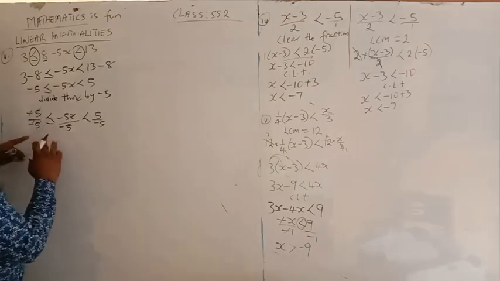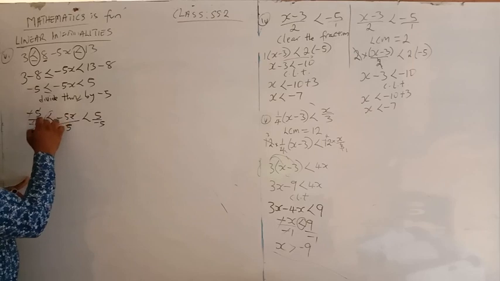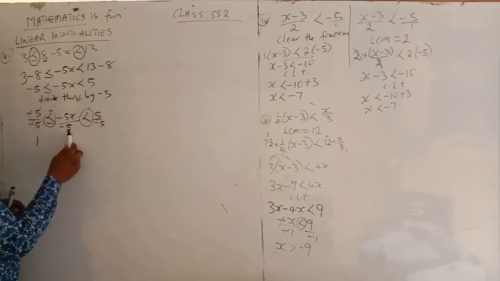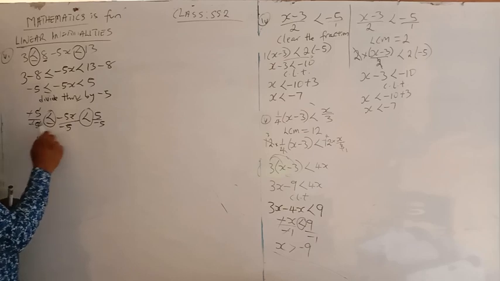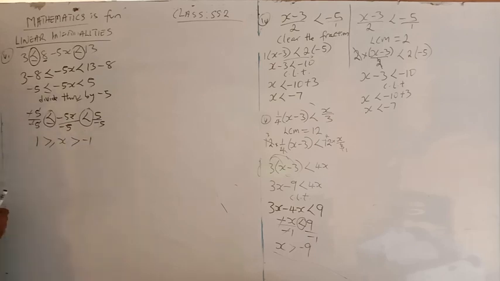So when we divide through by negative 5, you have 1. This sign will change and this will change, and the reason is that we are dividing through by a negative coefficient. So you have greater than or equal to x greater than negative 1. Now let's look at whether the statement is true. 1 greater than or equal to x greater than minus 1. Yes, 1 is definitely greater than negative 1.